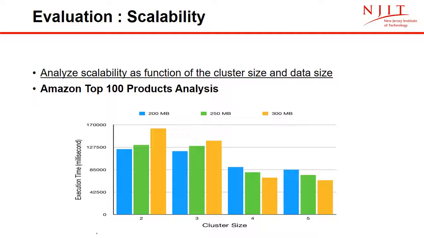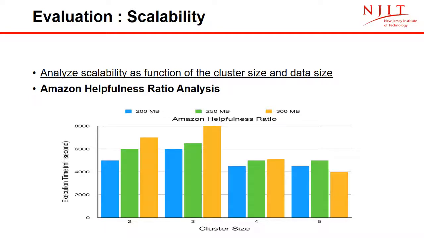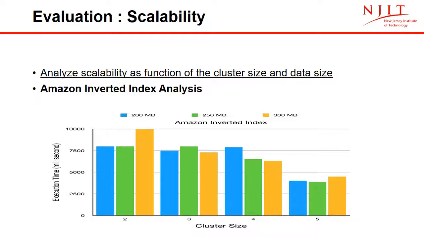Following is the analysis of scalability for Amazon Top 100 Products analysis. Following is the analysis of scalability for Amazon helpfulness ratio analysis. Following is the analysis of scalability for Amazon inverted index analysis.